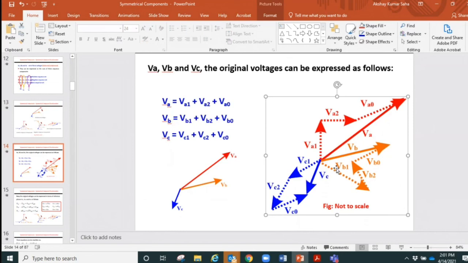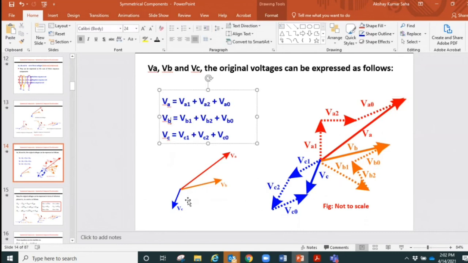Similarly, VB can be expressed here. So VB1, VB2, VB0, and the resultant is this one. You know that polygon theorem. If you add them, the last one gives you the resultant, and that is actually applied here. VB. The same thing is for VC. So VC1, VC2, VC0, and this is going to give us the VC.